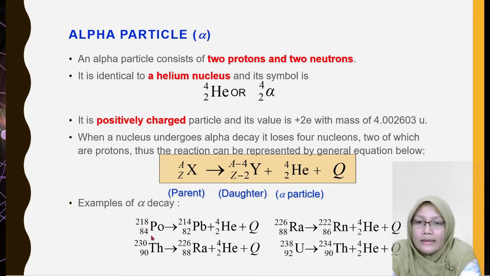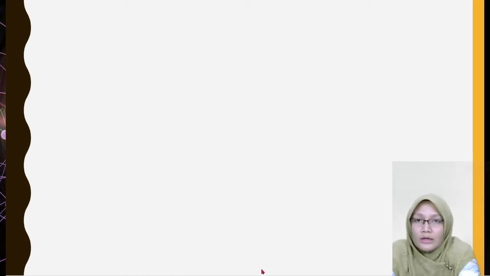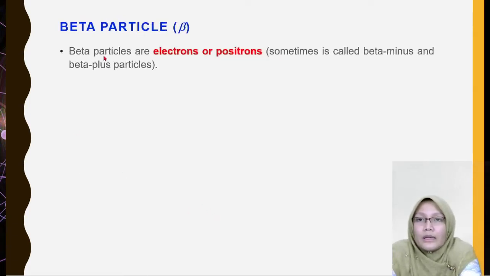So this 4 example of the alpha decay. Okay, 218 this parent decay to plumber. So 214 maksudnya kurang 4, tolak 4. Tambah dengan 4 2 helium. Sama dengan thorium, 230 parent, daughter dia lose 4 iaitu 226. So yang ni 88. Tapi bila tambah balik ni akan sama dengan parent. Itu adalah alpha particle. Untuk beta particle, okay, beta particle are electrons or positron.